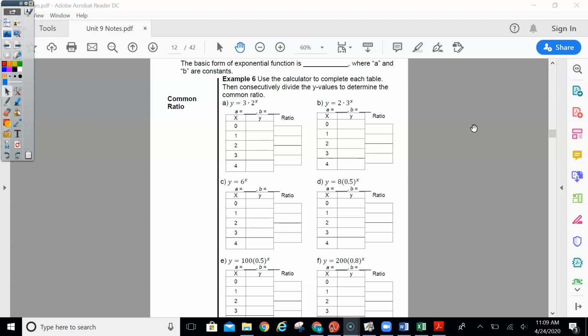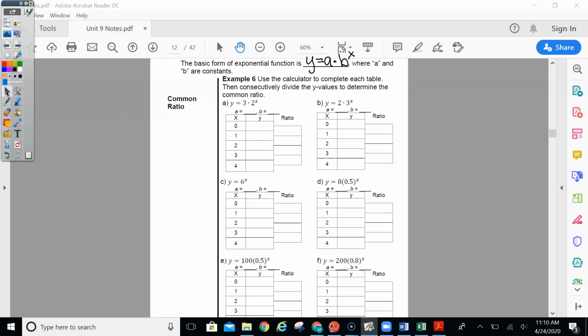Alright, so the other part of exponential growth and decay is being able to make an equation from a table. So here, the basic form of an exponential function is y equals a times b to the x. We know we have an h and a k, but we're going to assume that there's no shifts here. What this wants us to do is look at an equation and write the table and try to see a pattern between the a and the b value. These just want us to type it in the calculator and see what these values are.